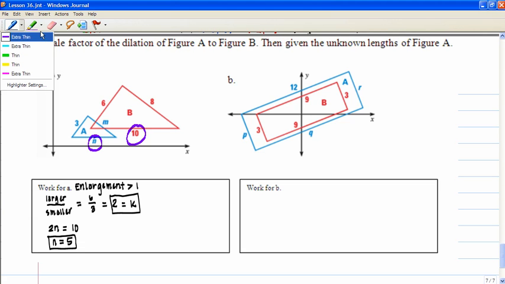All right, now let's find the last one. In this case, M. And if you can't tell, M is this side right here of triangle A. M corresponds to 8. M is obviously smaller than 8, so it must be 2 times side M, which equals 8, or M must equal 4.